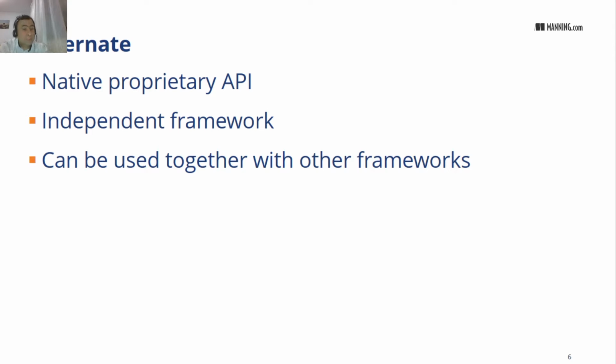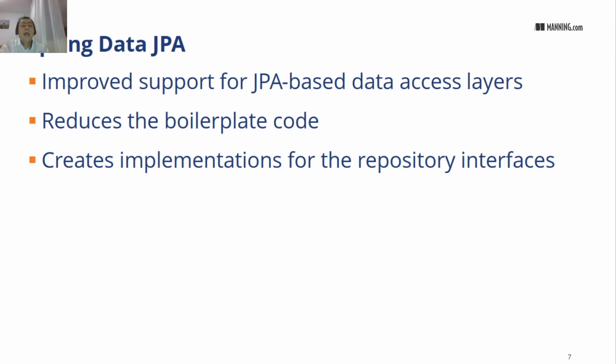Hibernate as a persistence provider may be used together with the JPA API, but at the same time it has its own native proprietary API. It is an independent framework, but it also can be used together with other frameworks, for example with Spring, but also with Jakarta Enterprise Edition. And Spring Data JPA is a layer that comes on top of these ones. It provides improved support for JPA-based data access layers. We are going to demonstrate that it reduces the boilerplate code, and it creates implementations for the repository interfaces.